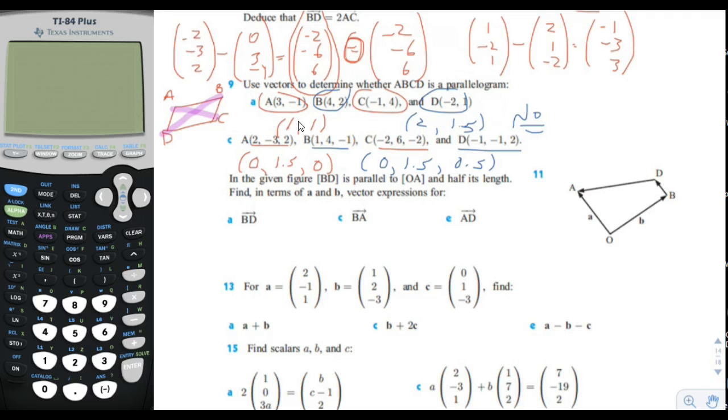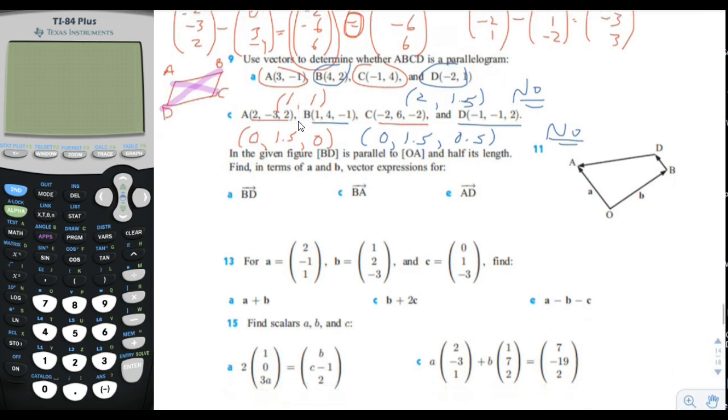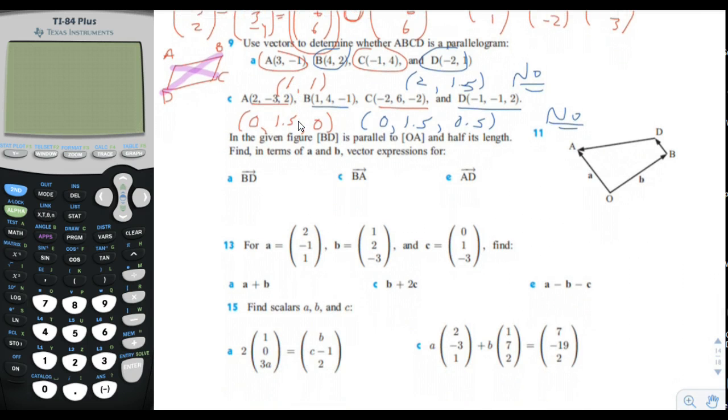0.5, right? So those also no, right? Almost. Very close. Just the z-coordinate was off. All right. Moving on.